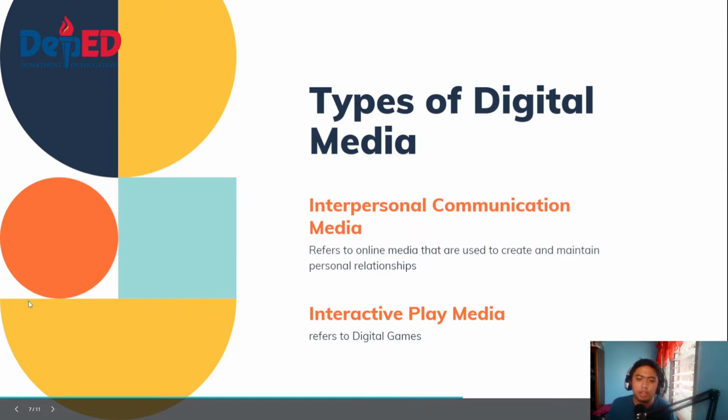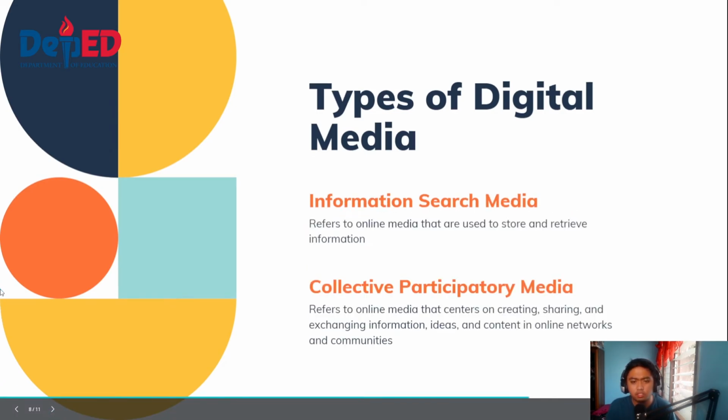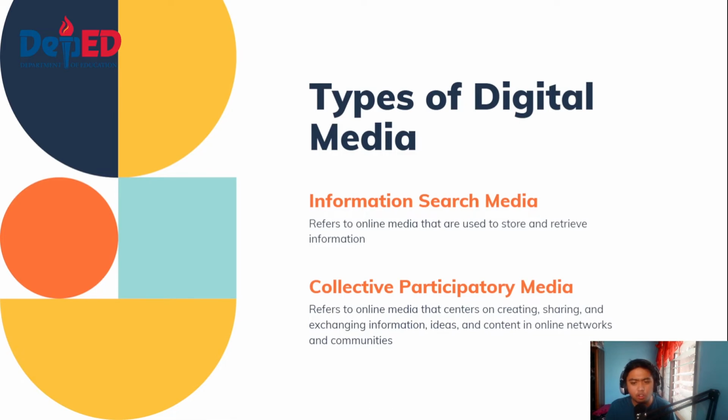Then, types of digital media. We have interpersonal communication media, which refers to online media that are used to create and maintain personal relationships. Examples are Facebook, Twitter, and Instagram. Then we have interactive play media, which refers to digital games. The ones that you're playing on your mobile phones or even on your computers are examples of interactive play media. And then we have information search media, which refers to online media that are used to store and retrieve information. Examples are Google and Yahoo. You can search for information using them. That's what a search engine is.